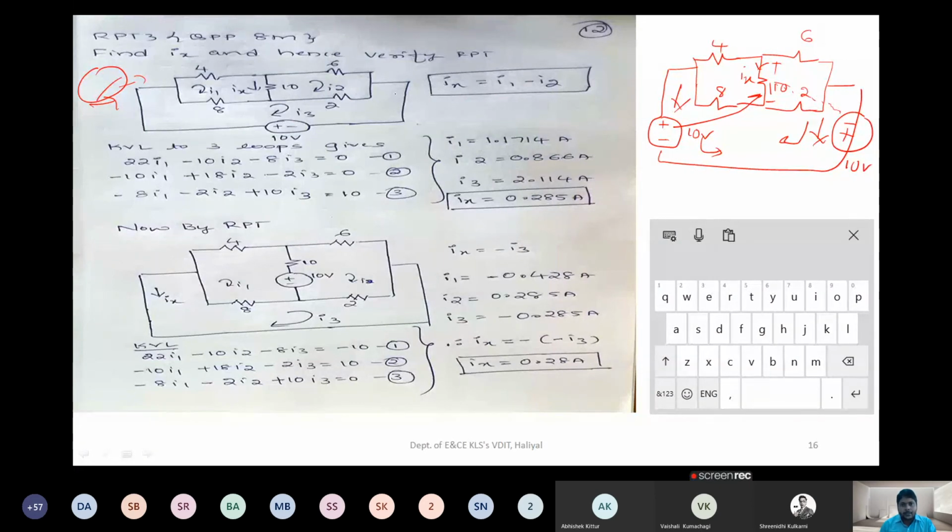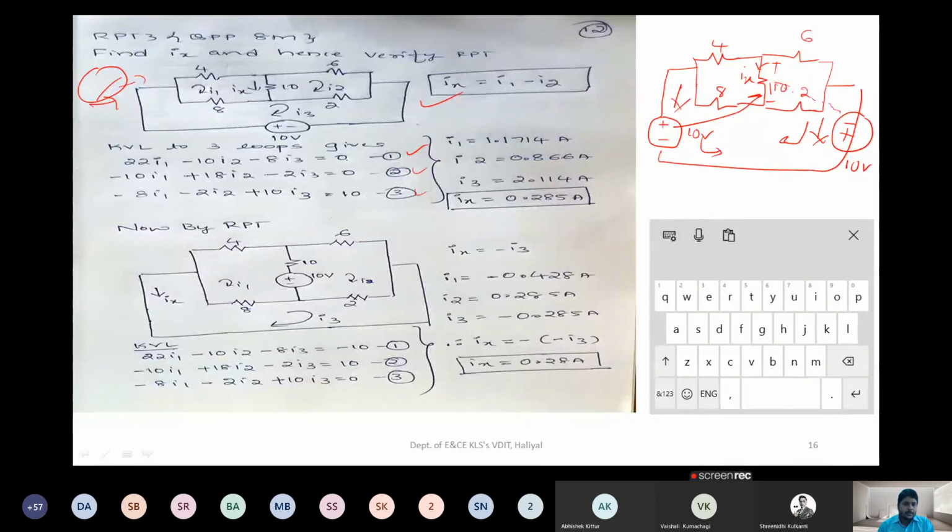I1 minus I2, because Ix is flowing from top to down. The same current in line with that is I1, and oppositely we are getting I2. Right? So Ix I can define. Once you apply KVL to the three loops and calculate I1, I2 and I3, you can easily make out what Ix is. Ix will be I1 minus I2.